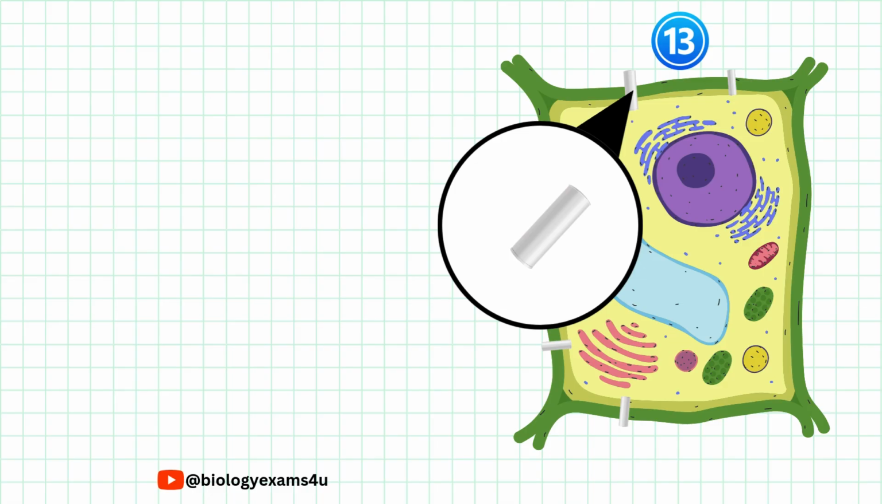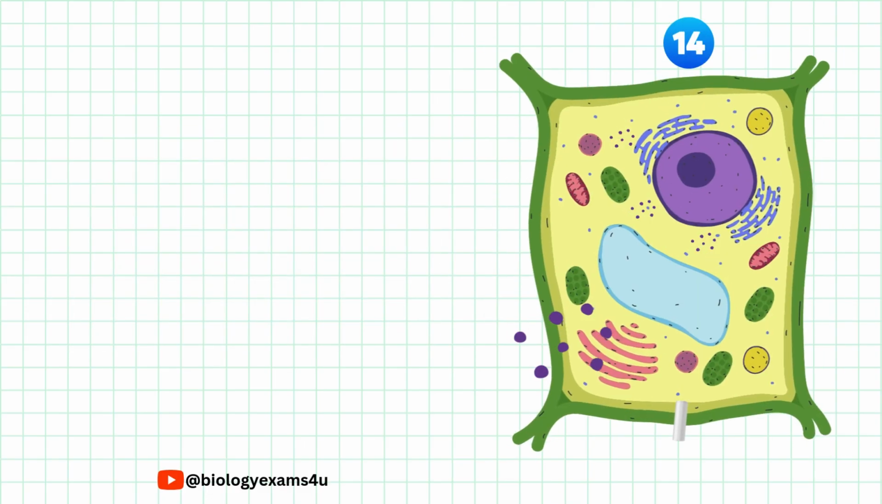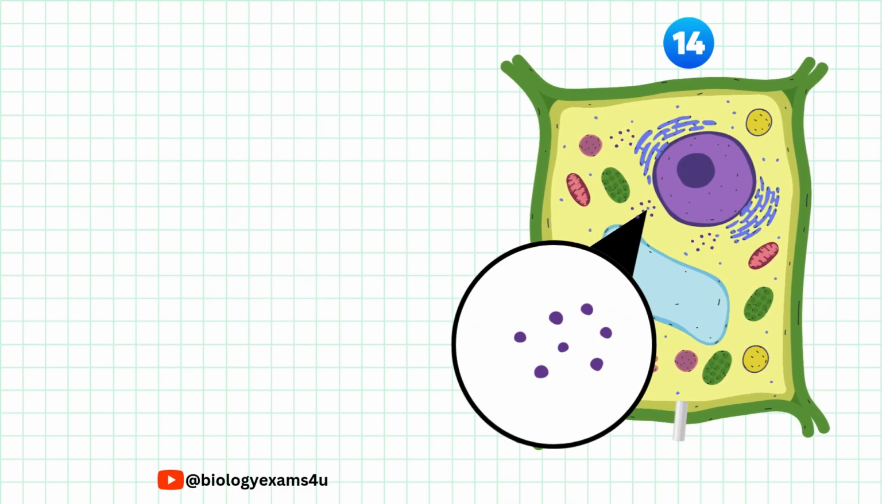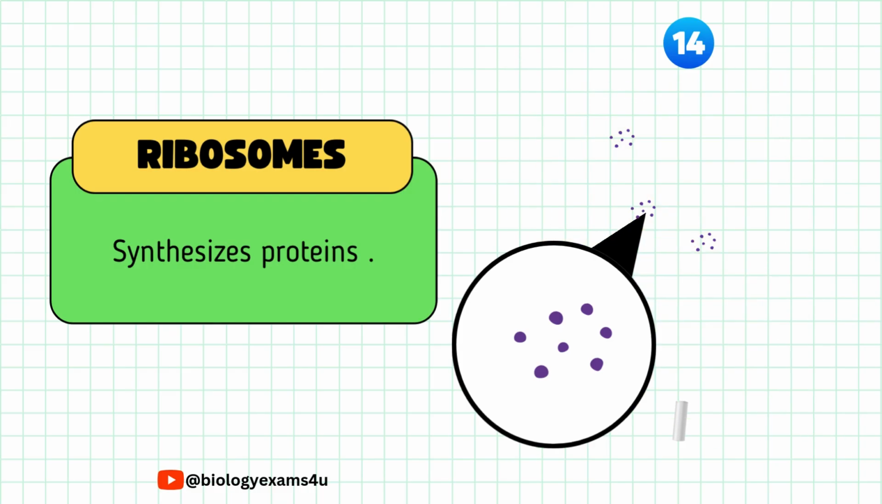13th structure, which is plasmodesmata, fine cytoplasmic connections that allow transport and communication between plant cells. 14th one. Yes, it is a ribosome that is involved in synthesis of proteins.